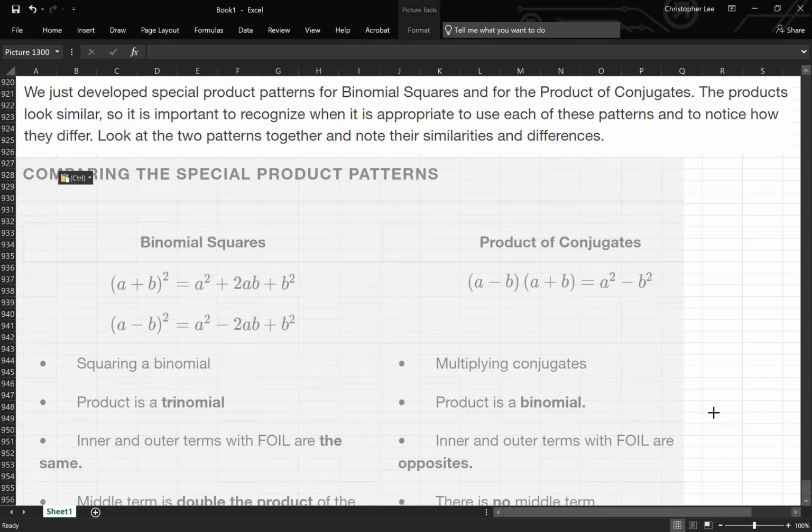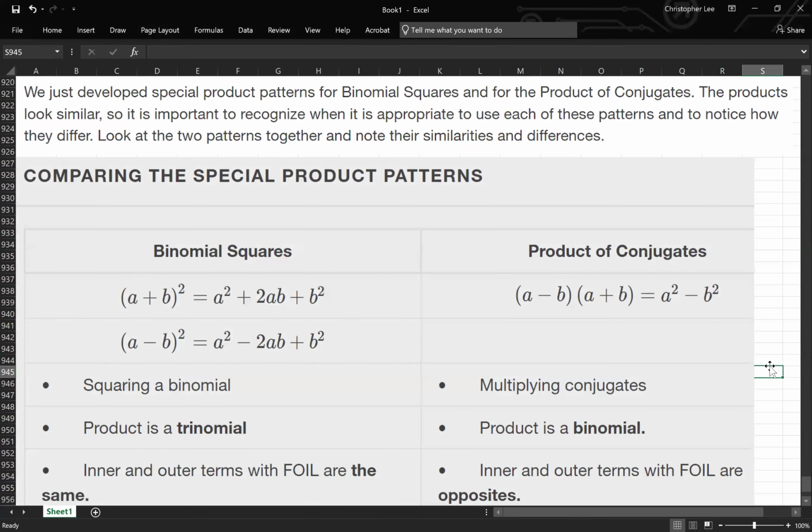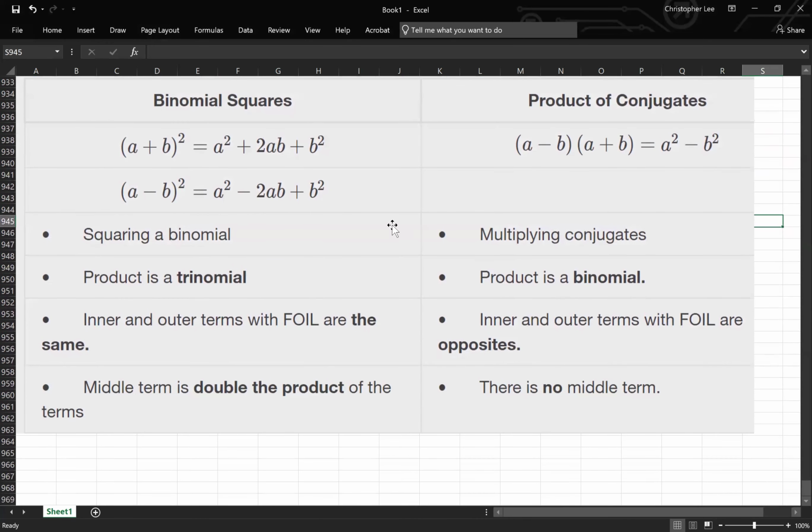So I have the binomial squares pattern. A plus b squared becomes what? A squared plus 2ab plus b squared. Or if it's a minus b squared, it becomes what? A squared minus 2ab plus b squared, right? This is for squaring a binomial. The product is going to be a trinomial. The inner and outer terms with FOIL are the same. The middle term is double the product of the two terms.